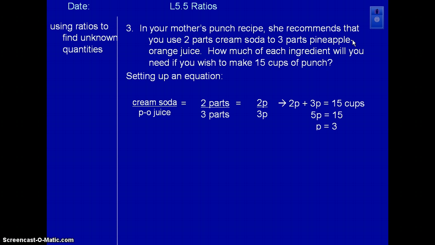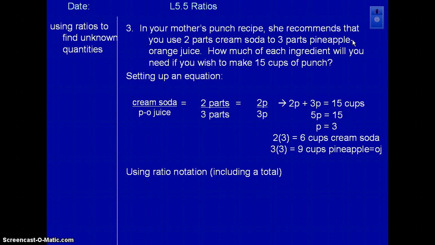Now we've actually found out what each part represents. Each part represents 3 cups. So if we multiply 2 times 3 cups, we'd get 6 cups of cream soda. And if we multiply 3 times 3, we get 9 cups of pineapple juice. This is one way to do it.